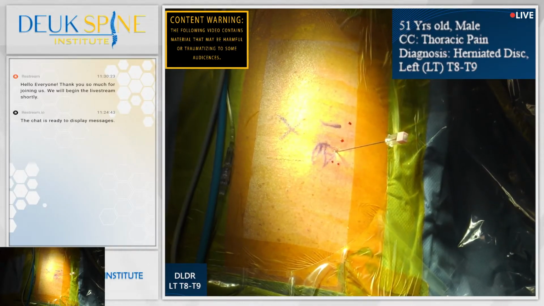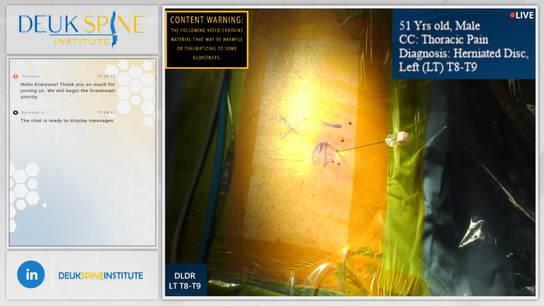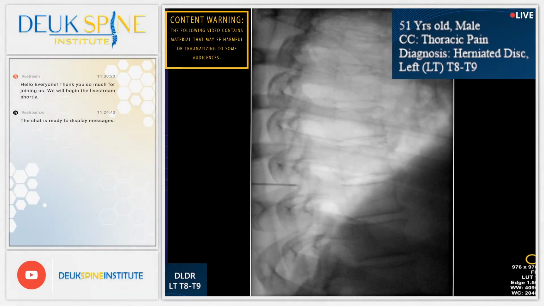Welcome back. Okay, we're focused right now on getting into the disc. We're off on orbit, so let's fix the orbit. Oh yeah, that's better too. You can see the disc right in front of the needle.